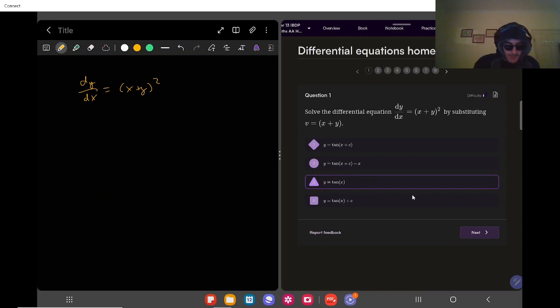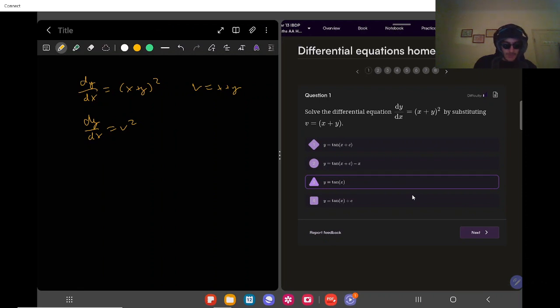Here, they also give you a substitution, v equals x plus y. If they give you a substitution, you're probably going to put it in. So dy by dx equals v squared. The problem is I've got to change dy by dx into something in terms of v, so we can solve for v. Think of it as making a new question. Once you get the answer, you sub v back in for x plus y.